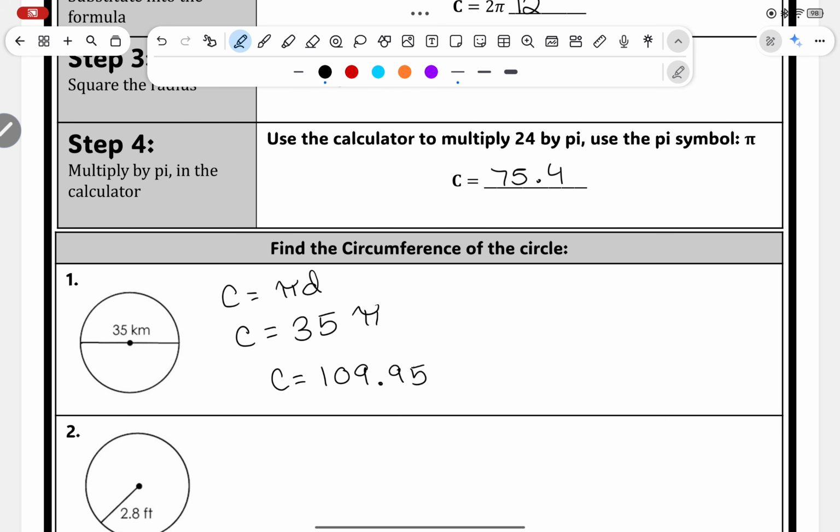Now, because my hundredths place is a 5, when I round, it's going to become a 0 on my tenths, which is going to bring my circumference is equal to 110. Okay, I don't have a decimal anymore because I'm going to round up based on my 9 and based on my 5. So my circumference is just 110 kilometers.